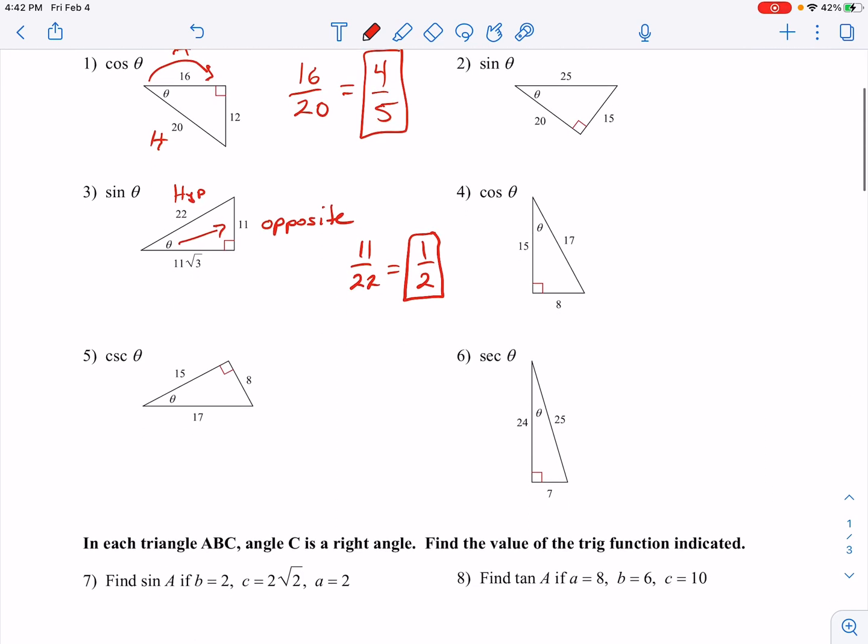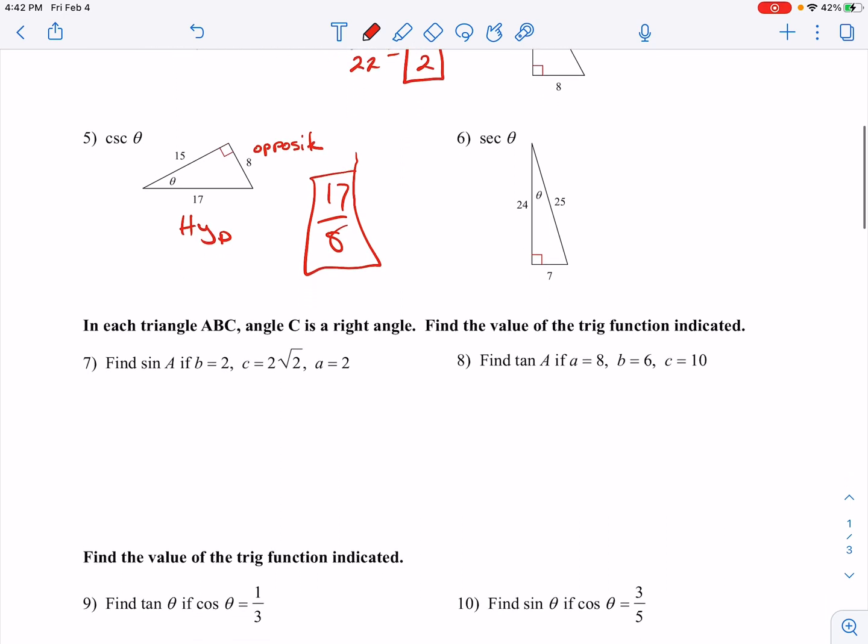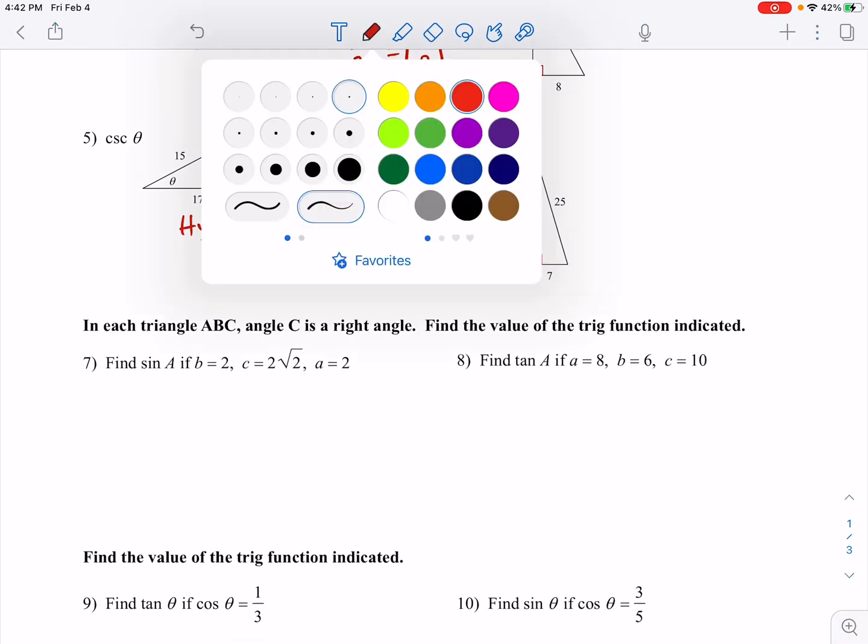So in number 5, we've got to figure out what the hypotenuse is and put it over the opposite. So this one will be 17 over 8, which doesn't simplify. That's it. For number 7, you need to draw your own triangle.